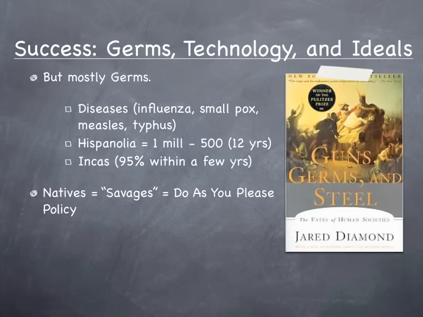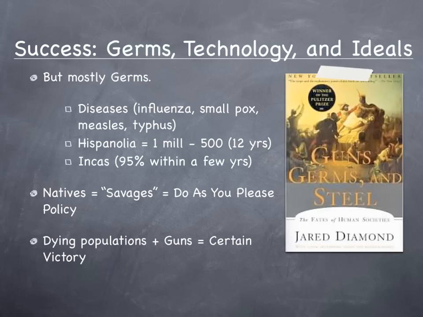Some of the ideas that the Spanish are carrying with them: they look at the natives and they don't see metalworking, and they don't see carted vehicles, so they look at them as savages, and they implement a policy of do as you please. You can slaughter whoever you want, you can enslave them, it doesn't matter, they're not really humans, they're not really people, we don't need to treat them nicely. So that's part of the ideals.